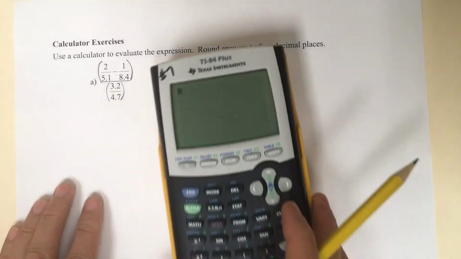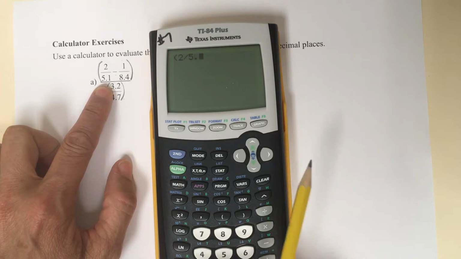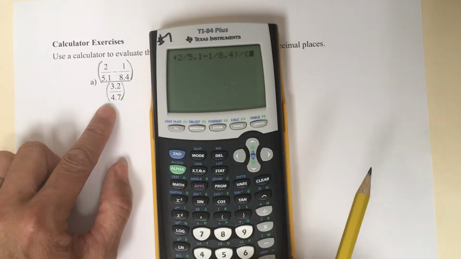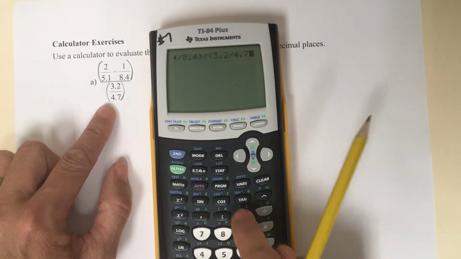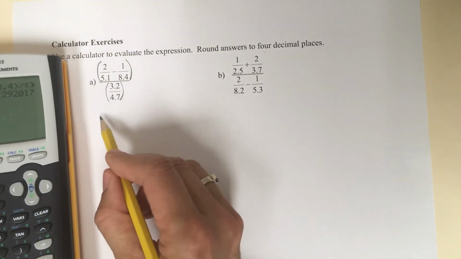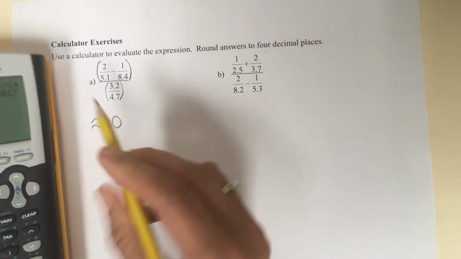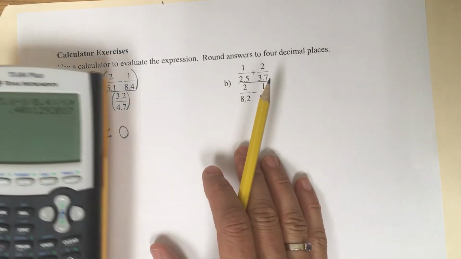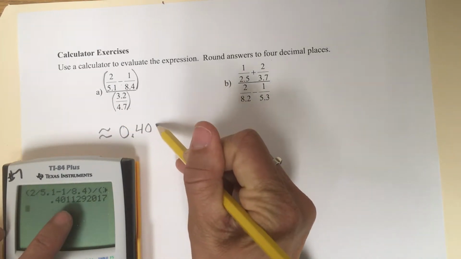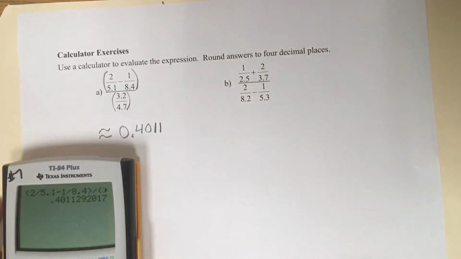Okay, so now when we do that, we type it into the calculator, we have parentheses, now watch the decimals here: 2 divided by 5.1 minus 1 divided by 8.4, end the parentheses, divided by parentheses 3.2 divided by 4.7. Okay, and we are supposed to round this to 4 decimal places. So I'm going to put an approximation, because it is approximately this answer, and I'm going to put a 0 in front of the decimal just to set off where the decimal point is. So this is 0.401. The next place would be a 1, and the number after that is a 2, so I'm not going to round up and keep it as a 1.